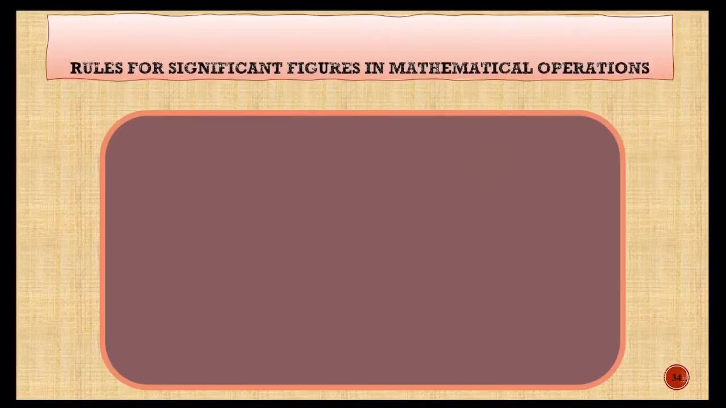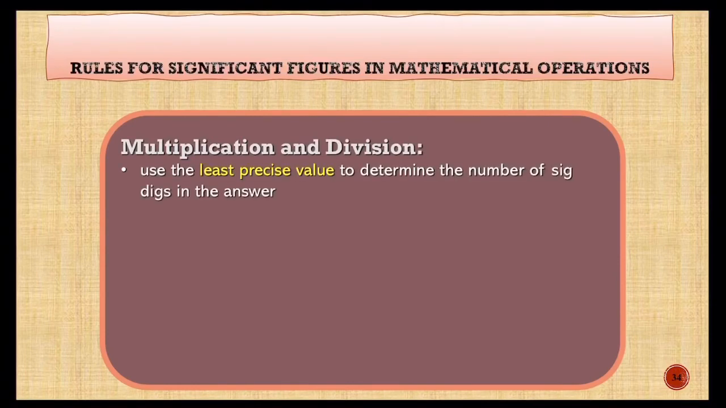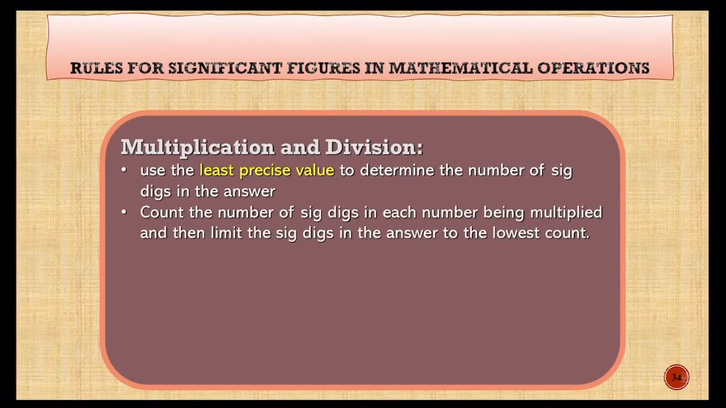Now let's look at the rules for multiplication and division. For multiplication and division, you're going to use the least precise value to determine the number of significant digits in the answer. So you're going to count the number of significant digits in each value being multiplied or divided, and then limit the significant digits in the answer to the lowest count. So let's look at an example.